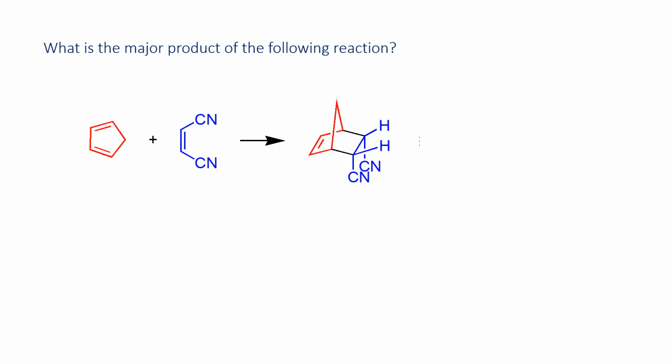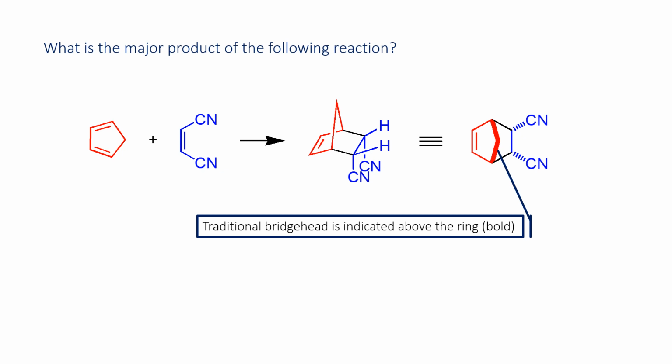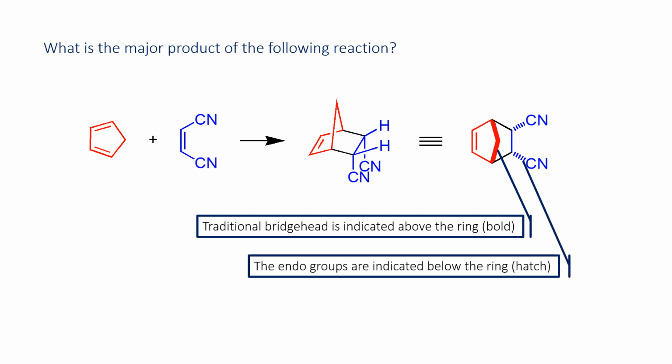We can also represent this in 2D with the one-carbon bridgehead in bold to tell you that it is pointing at the reader, and the nitriles are in hatch, meaning that they are behind the screen. This is a traditional way of indicating the bridgehead, and of course this hatch is telling you that it's behind the screen.